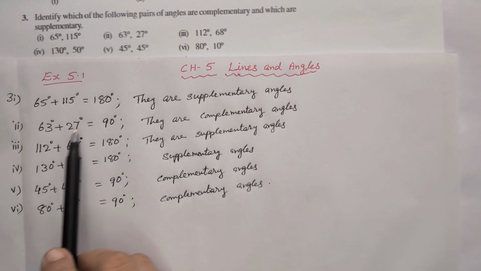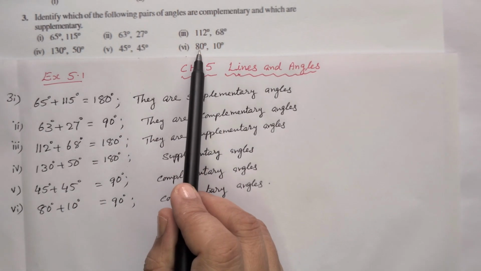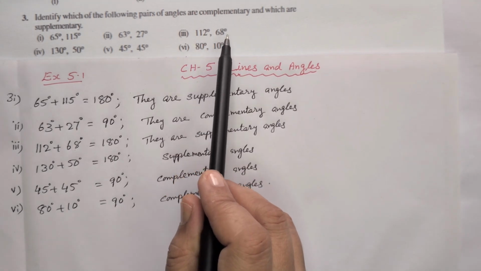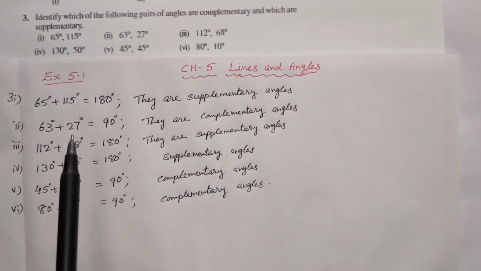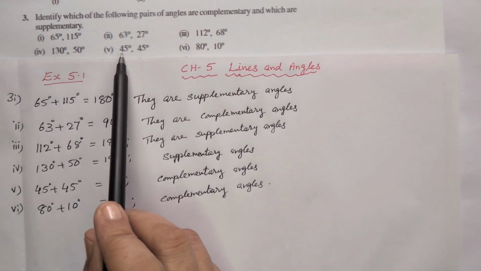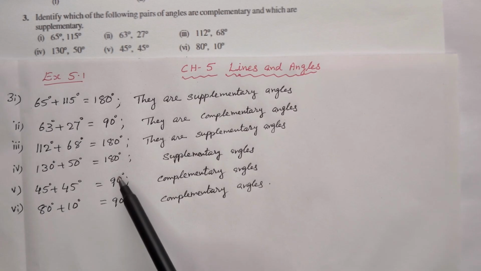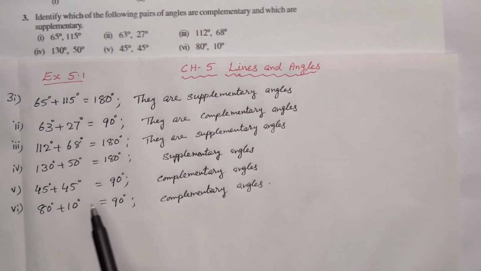Now the second one, 63 plus 27, 90. So they are complementary angles. 112 plus 68, they are supplementary angles. The sum is 180. Fourth also 180, supplementary angles. Fifth and sixth, we are getting the sum as 90 degrees. So those are complementary angles.